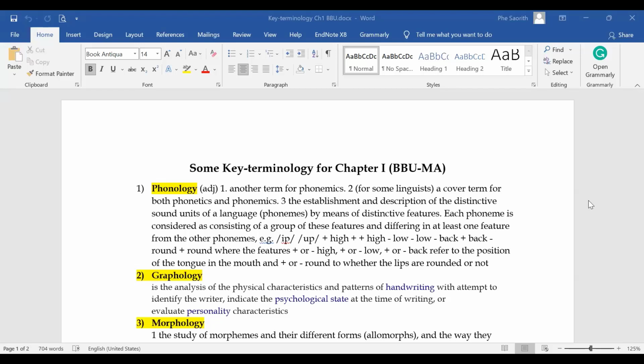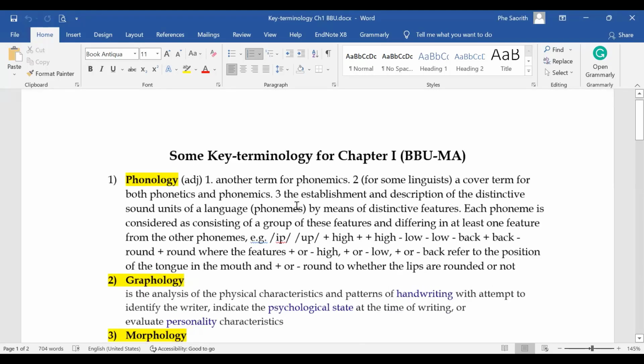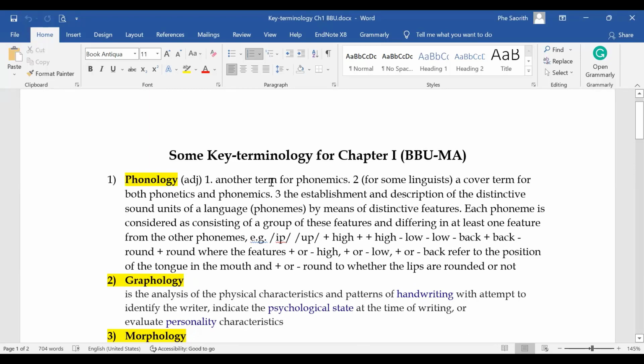Okay. Now you can see phonology, another term for phonemics, or in linguistics a cover term for both. That is sound, how to pronounce a word such as hi, here, right?